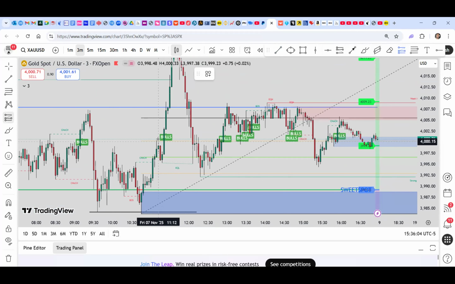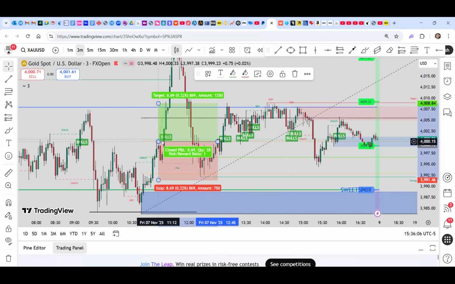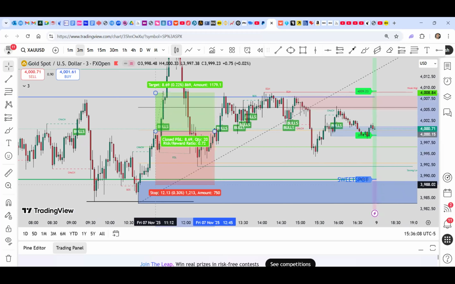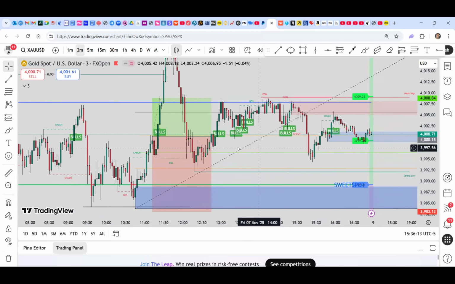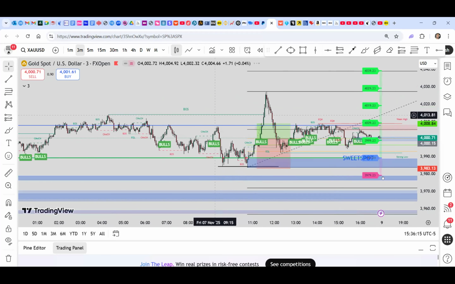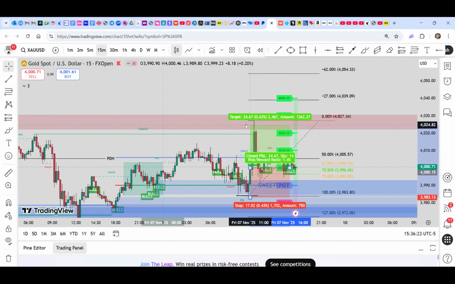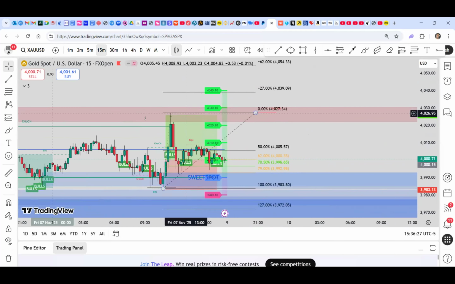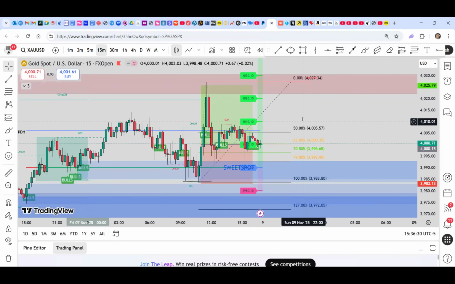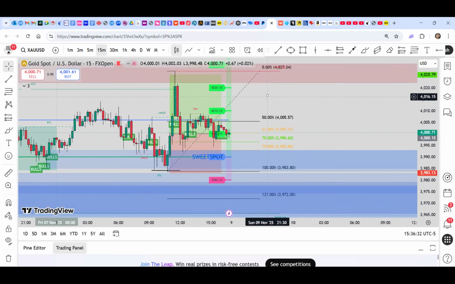I would have probably entered somewhere around here, and I would have put my stop loss right here. And I would have been targeting, let me go to the higher time frame, the previous high right here, or this red box, which is the supply zone, an easy target. And this is typically what I would do. Now, if I used the sweet spot, I would have gotten a better risk to reward.